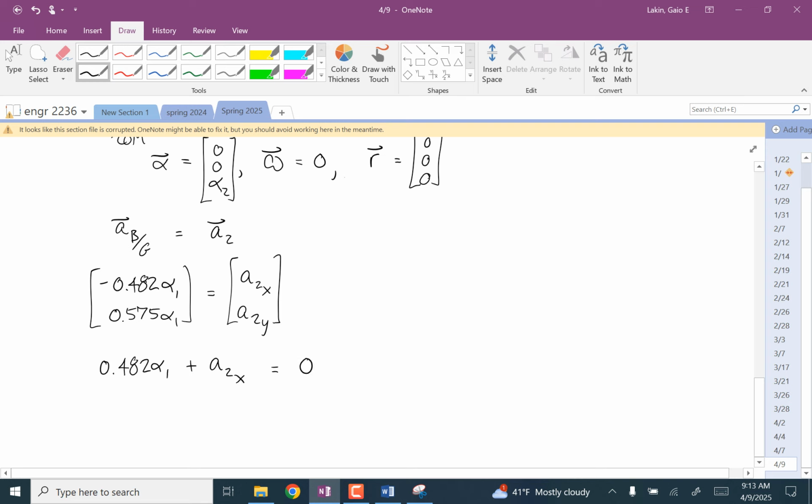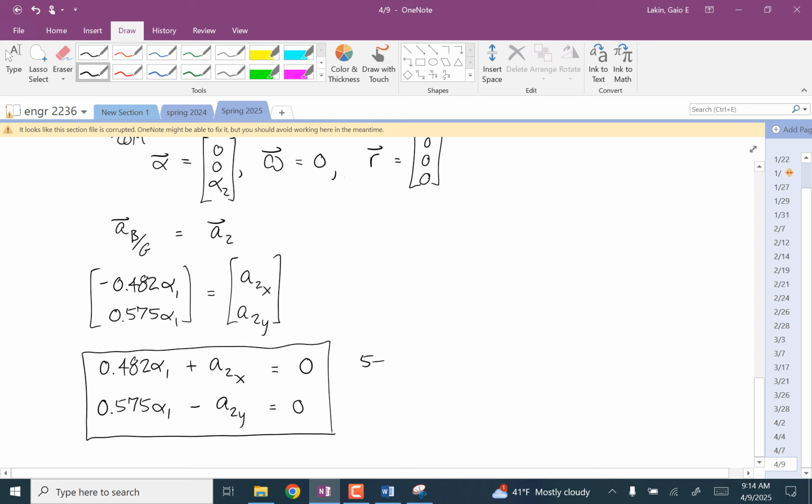Is that supposed to be negative? Yeah, I just made them both positive. I don't know why I did that, but I just like the look of positive, I guess. But yes, you're right. It'll work either way because you can replace any equation with a linear multiple of other equations. So multiplying it all by -1 is a linear multiple. And this one says 0.575 alpha 1 minus a2y is equal to 0. So this is equation 5 star and equation 6 star.